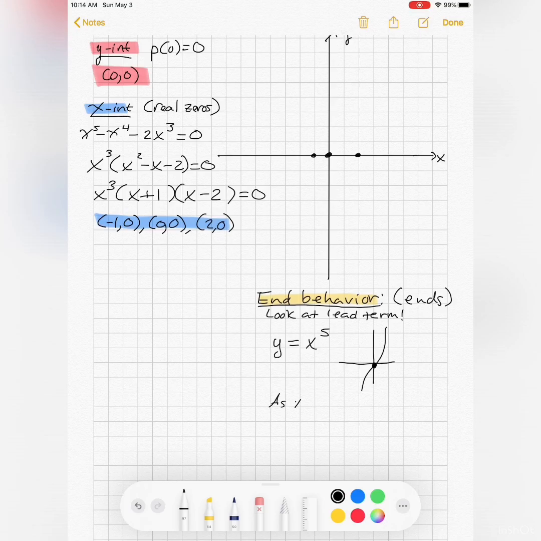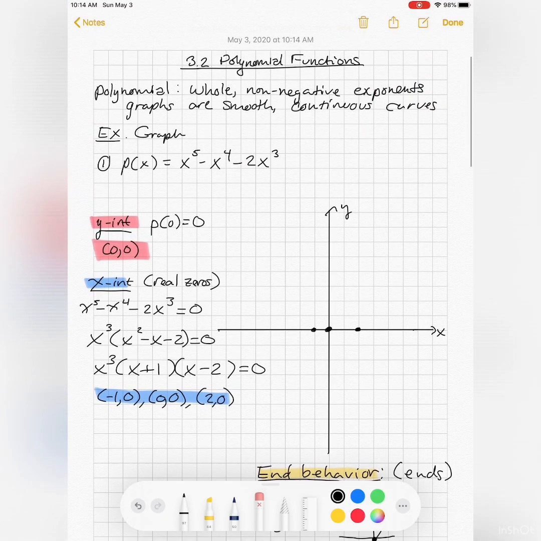I can say as x goes to infinity, y goes to infinity. It's here, right? As x goes to negative infinity, y goes to negative infinity. That's here. Okay, so then that means it's down on this side, up on this side. Okay, so then I have to connect this end with that 0.